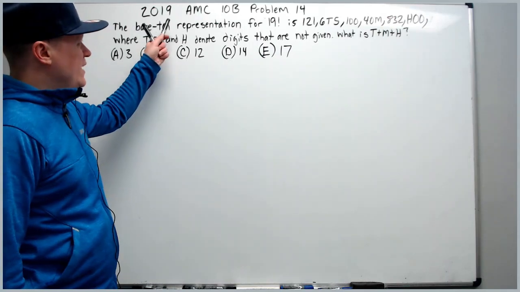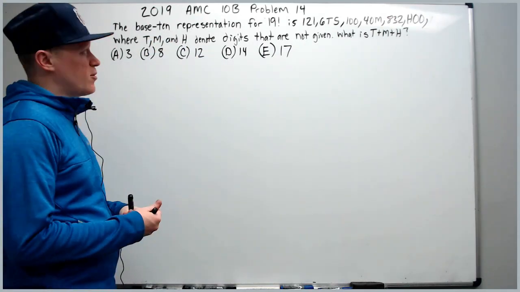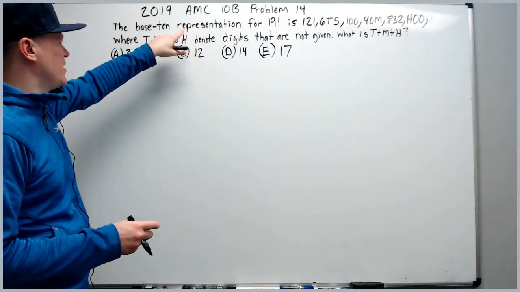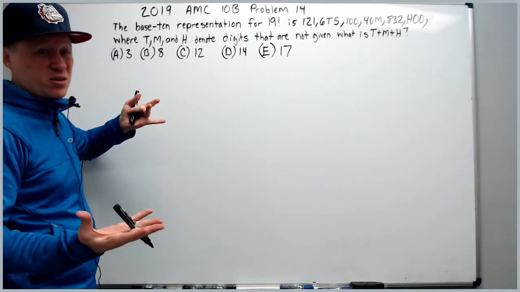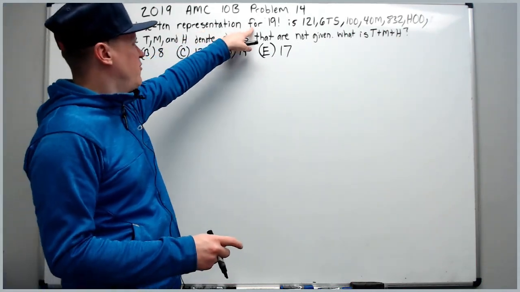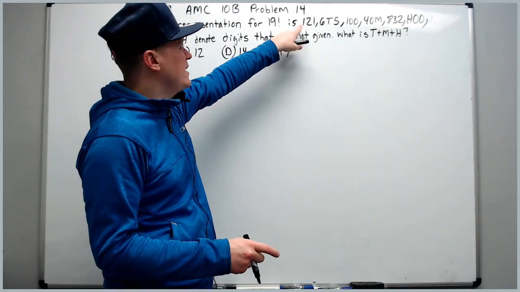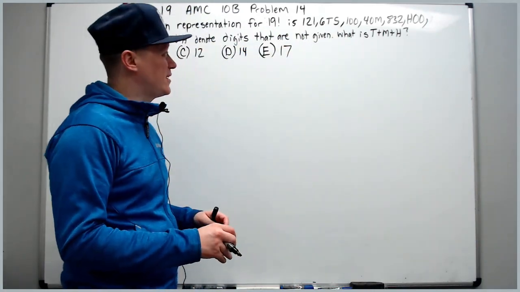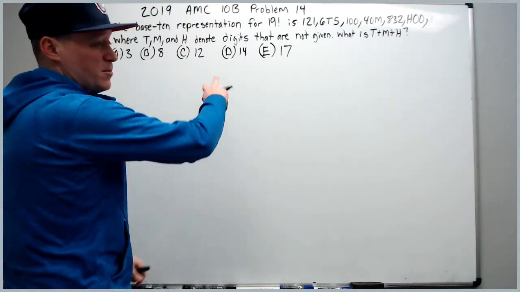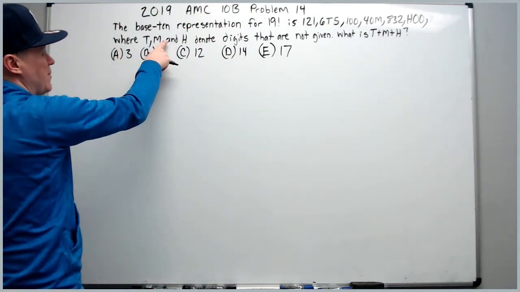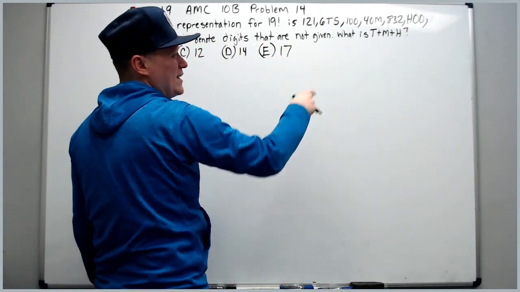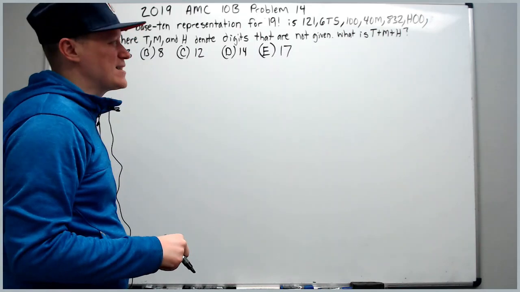Continuing on with the 2019 AMC 10B, problem number 14. The base 10 representation, and again, base 10 in other words means normal, because we don't have to worry about anything weird about it. Representation for 19 factorial is, and it's a bunch of garbage, don't read it. You have to think about billions and trillions. Some big number, where T, M, and H denote digits that are not given. What is T plus M plus H?